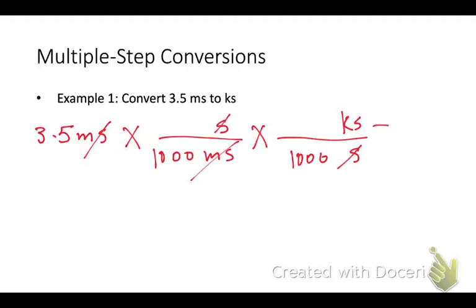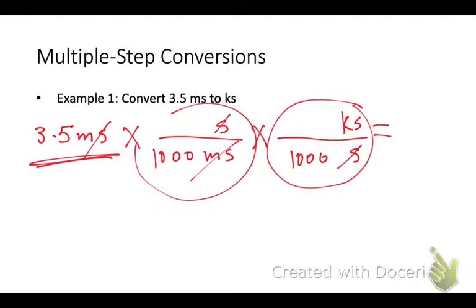Now, when it comes to sig figs, I have 2 sig figs in the original measurement. I have an exact quantity here because it's defined, and an exact quantity here because it's defined. So I better express this in scientific notation, and I can see the answer is 3.5 times 10 to the negative 6 kiloseconds.